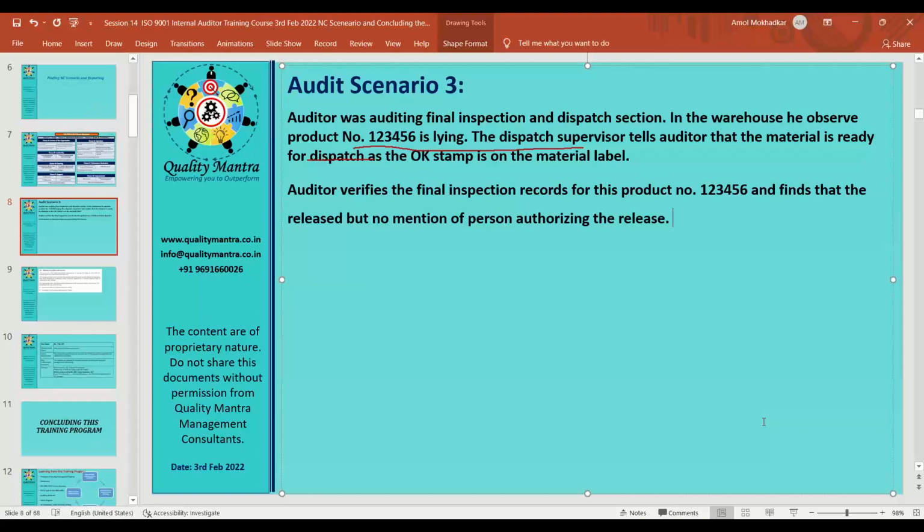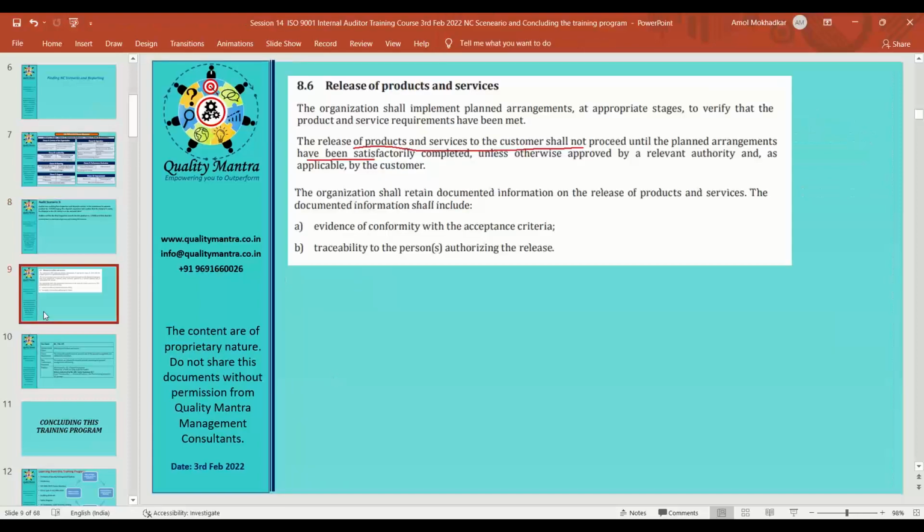अब पता ये कौन सी रिक्वायरमेंट 9001 की ये मीट नहीं कर रहा है. यहाँ पे क्लियर कट लिखा हुआ है. The release of products and services to the customer shall not proceed until the plan arrangements have been satisfactorily completed. नहीं, unless, देखिए, हाँ यस, बोलिए आप आगे. Unless otherwise approved by a relevant authority and as applicable by the SOP.